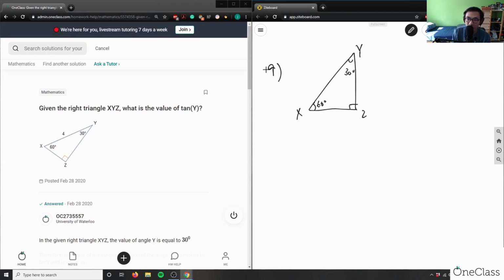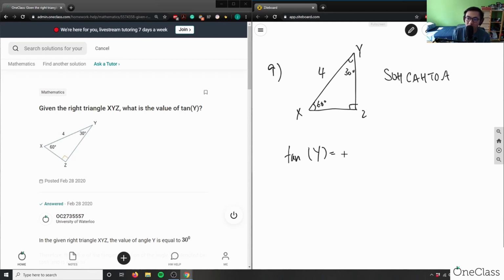And this here is a 4, right? So we have 4 here. It's asking us, what is the value of tangent Y? I don't know what tangent of Y equals, again. It equals opposite over adjacent, right? Again, SOHCAHTOA. I can write out SOHCAHTOA here. I always write out this mnemonic when I solve trigonometric problems that have a right triangle.